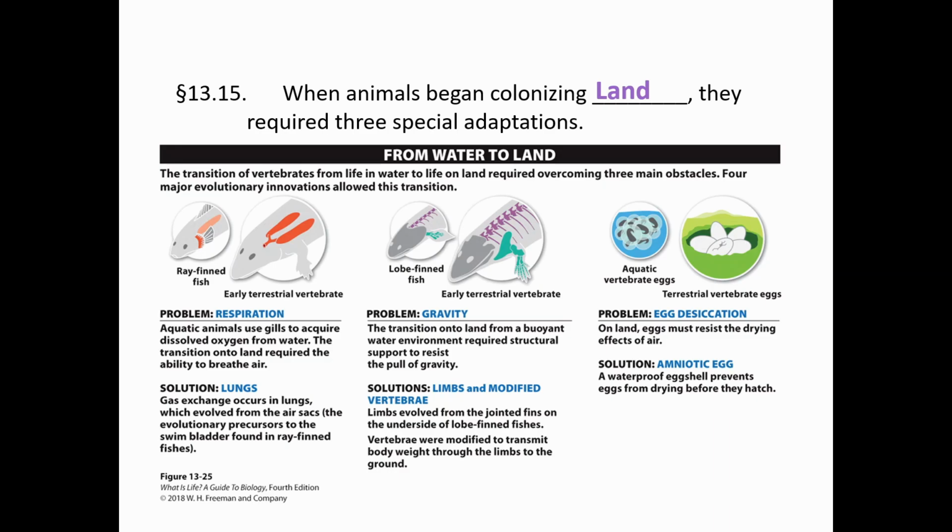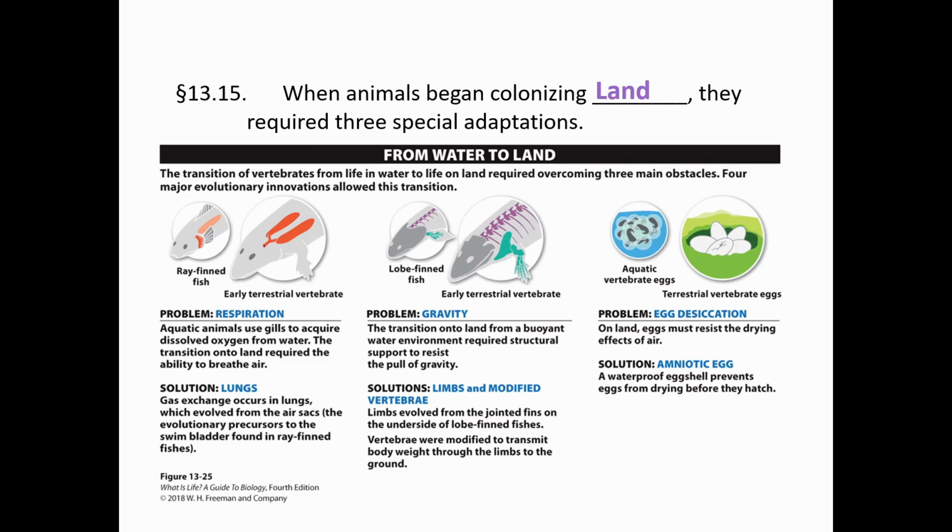So if you're in the water, and you want to move to land, the 3 main obstacles you're going to face are: A, respiration. You went from underwater to now an air-based atmosphere. That's totally different. You're going to have problems with gravity. Water's very buoyant. You don't really need to fight gravity so much, but now that you're on land, you're feeling gravity full force. And then the last problem is egg desiccation, meaning that your eggs are going to have to fight drying out. Because there's no water around them, how do you keep the eggs moist and viable? Otherwise they'll dry out and die.